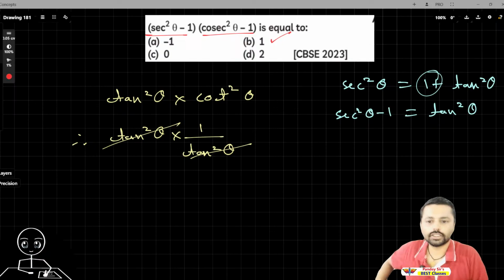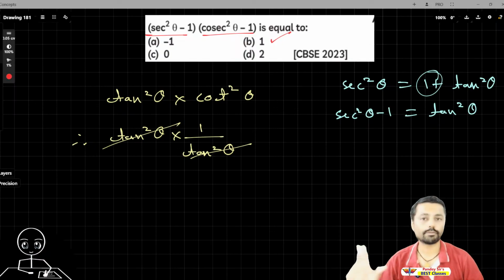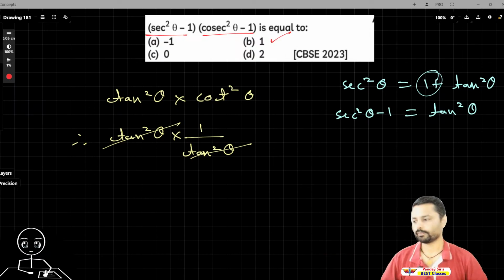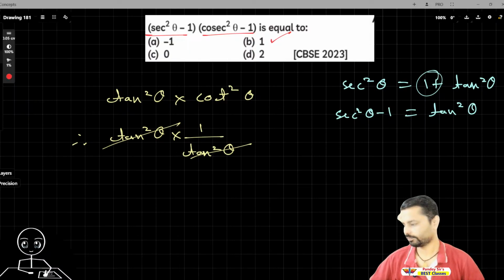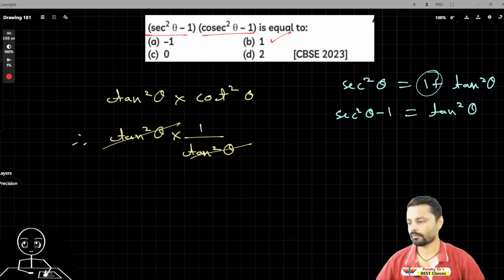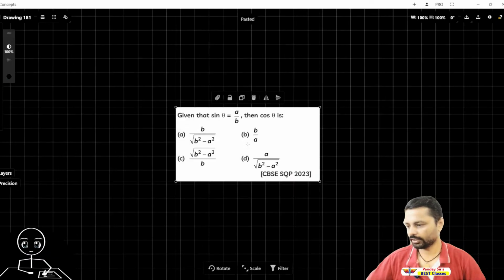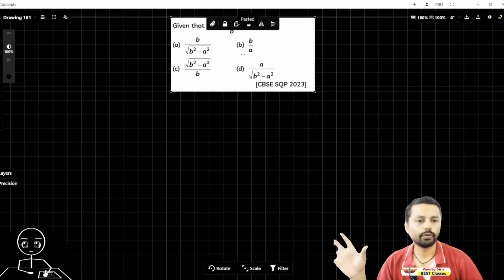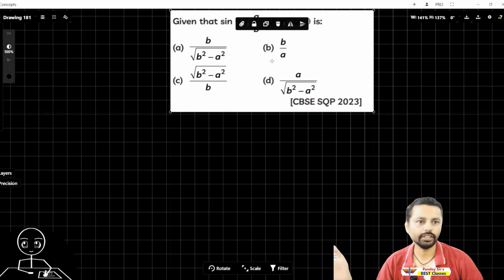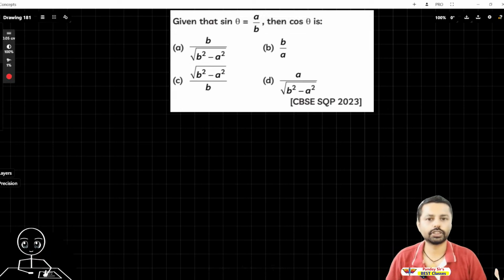Let's do one more question from 2023. It was asked in the sample question paper by CBSE themselves. If you have any doubt, don't forget to ask me. And here is the next question. Also, if I move the question or you could not take a screenshot, you can reply to me and I will show the screenshot.